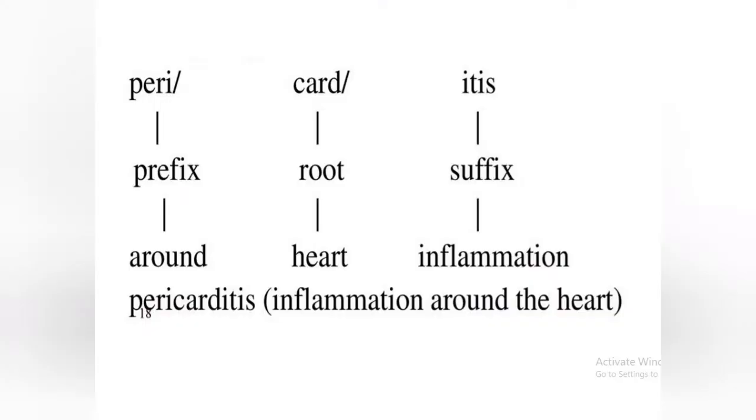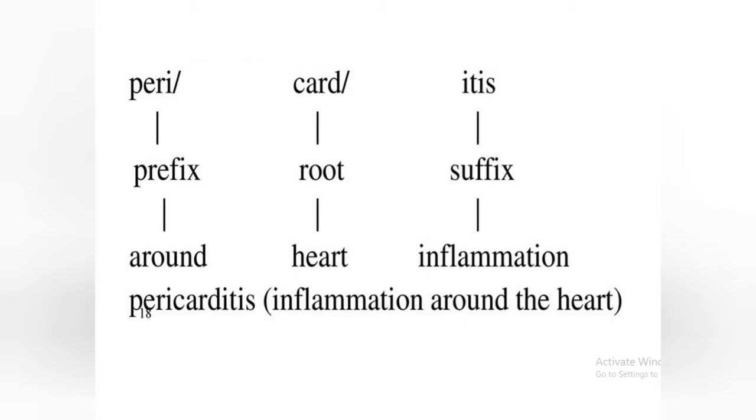As I already discussed, most medical terms consist of three basic components, that is the prefix, the root word and the suffixes. When you combine these three terms, we get a well-defined medical term. In the example given above, there is one medical term, that is pericarditis, where peri is a prefix which symbolizes around, card is the root word which means heart, and itis is the suffix which means inflammation. Combining all these three, we get a meaning that pericarditis means inflammation around the heart.